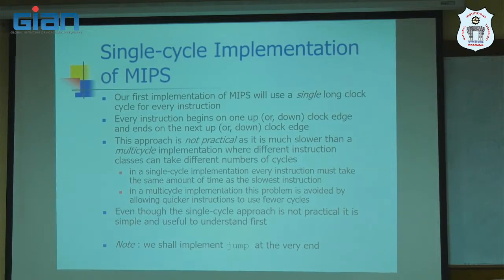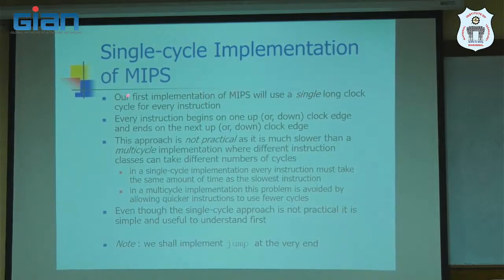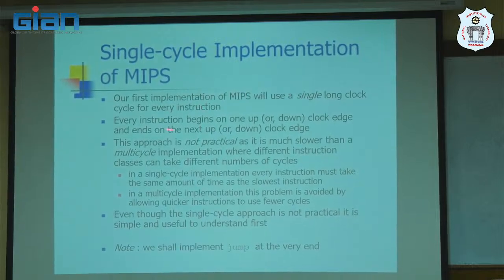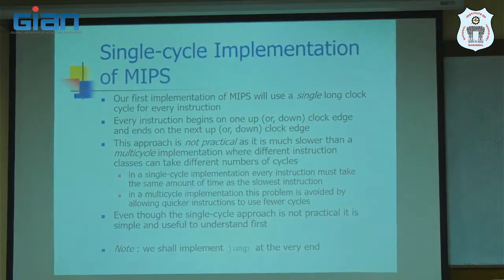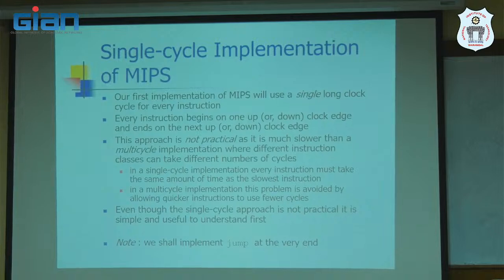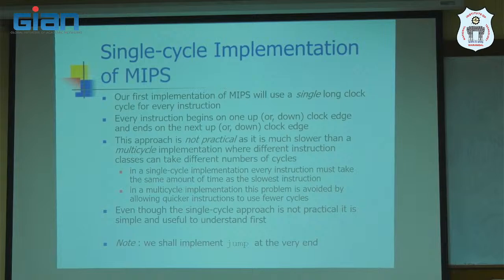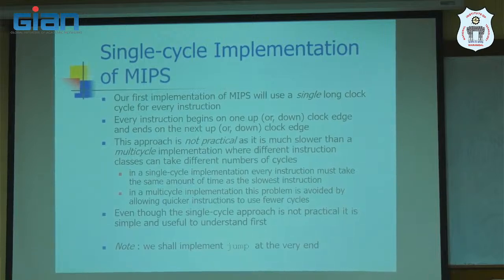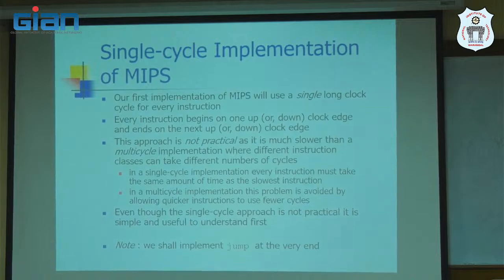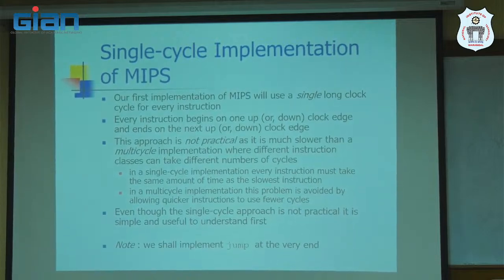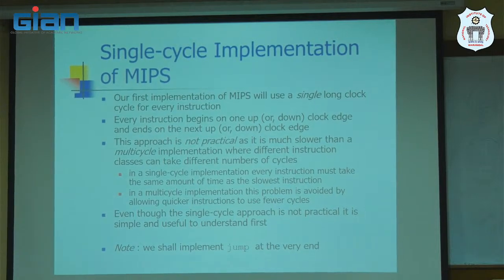Our first implementation will use a single long clock cycle for every instruction. Every instruction begins on one up or down clock edge and ends on the next up or down clock edge, so one clock cycle. We are going to use either rising edge or falling edge, or level triggered, clock high or clock low.